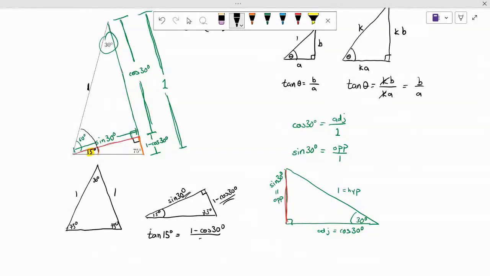divided by adjacent side. And if you know your unit circle, you know that cosine of 30 degrees is square root of 3 over 2. And you know that sine of 30 degrees is 1/2. So a nice exact answer without using a calculator, just an approximation. The exact answer is 2 minus square root of 3.